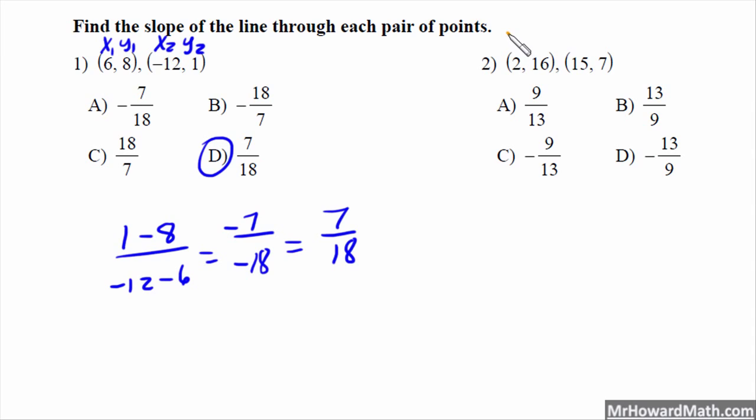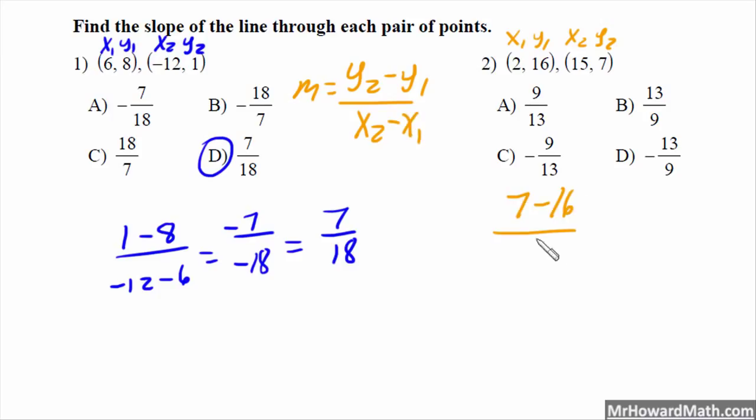Problem 2, same thing. x1, y1, x2, y2. Always label these points. Slope formula again, y2 minus y1 over x2 minus x1. So in this problem it would be 7 minus 16 over 15 minus 2. So 7 minus 16, negative 9, over 15 minus 2, 13. So negative 9 over 13 would be choice C.